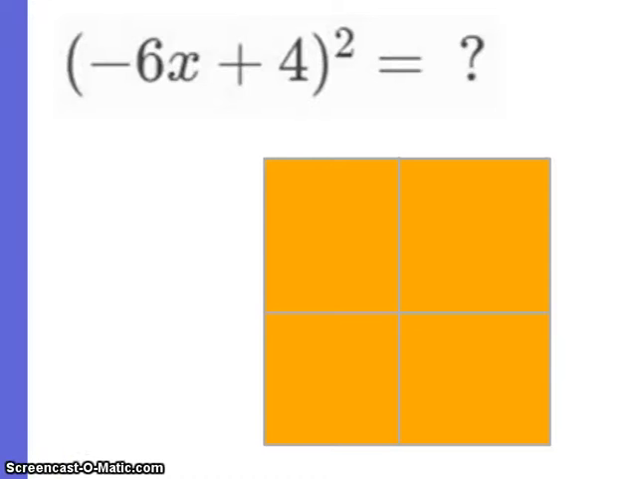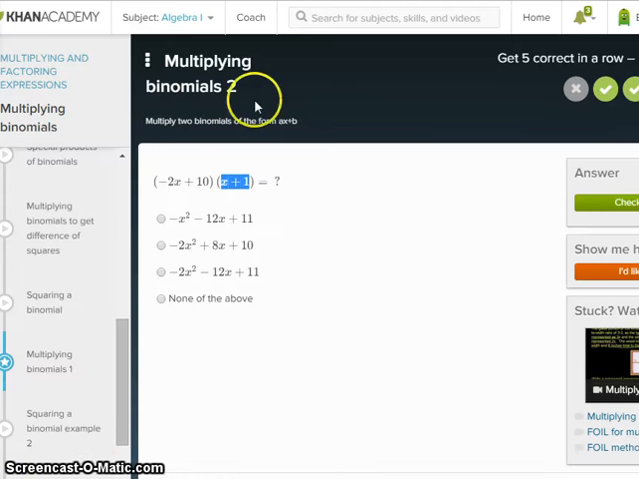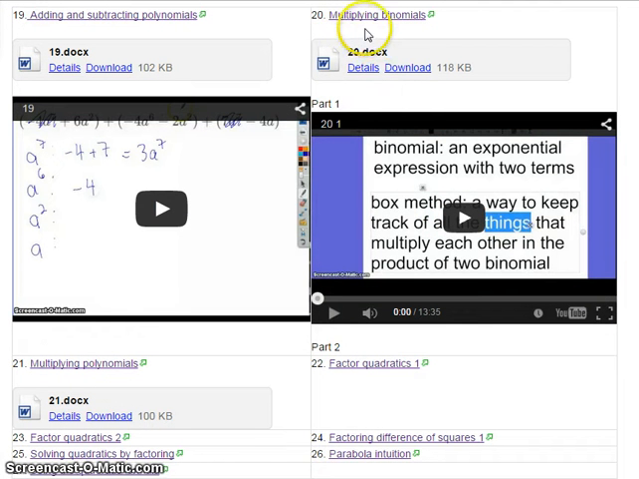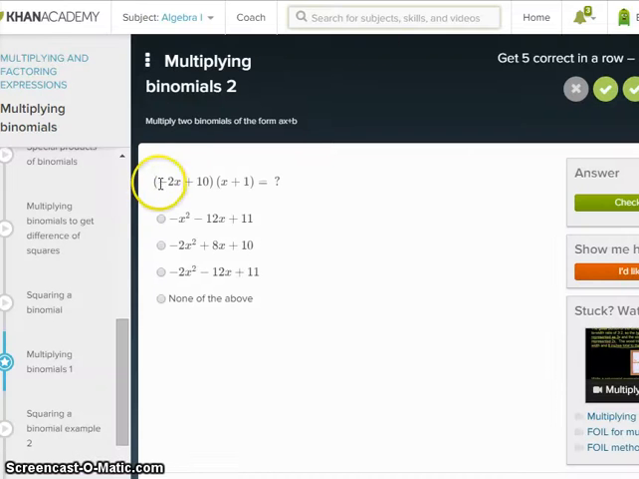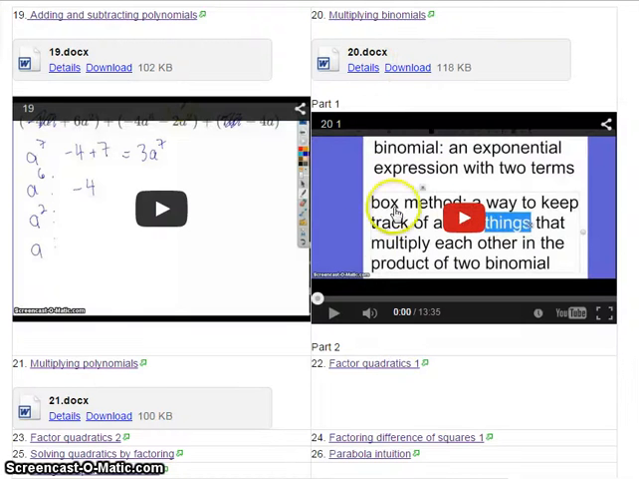All right, in the previous one of these, we were multiplying binomials. We're doing assignment 20, multiplying binomials. And we talked about multiplying binomials, in other words, terms that have two parts to them. And we're timesing them. I can tell we're timesing because there's nothing in between here. So this would be negative 2x plus 10 times x plus 1. And there's nothing to that. We're just going to keep track of all the things that I multiply using a method.